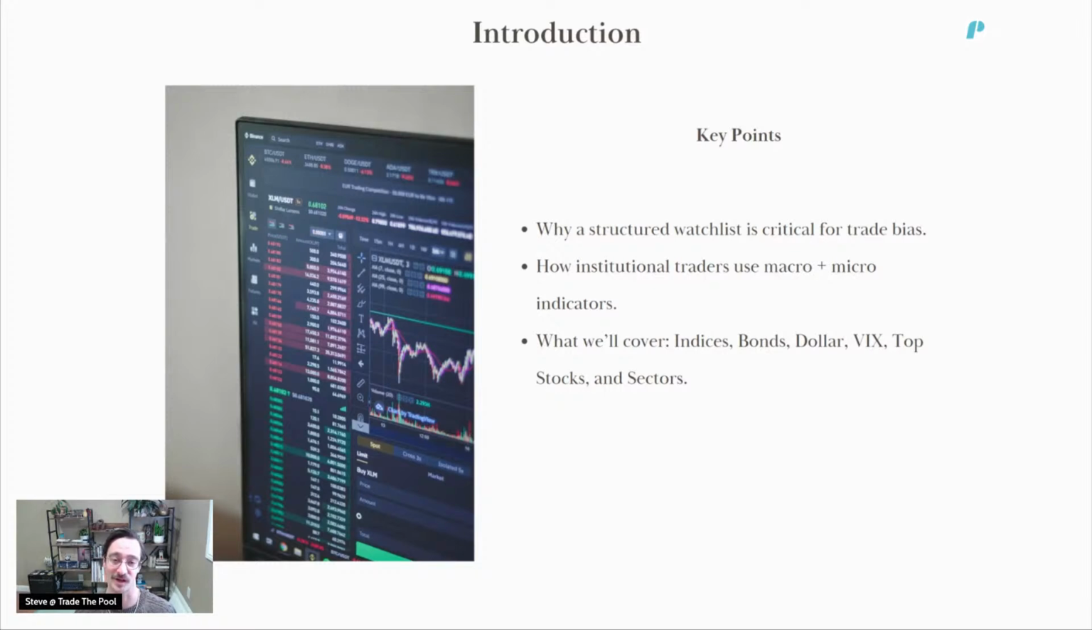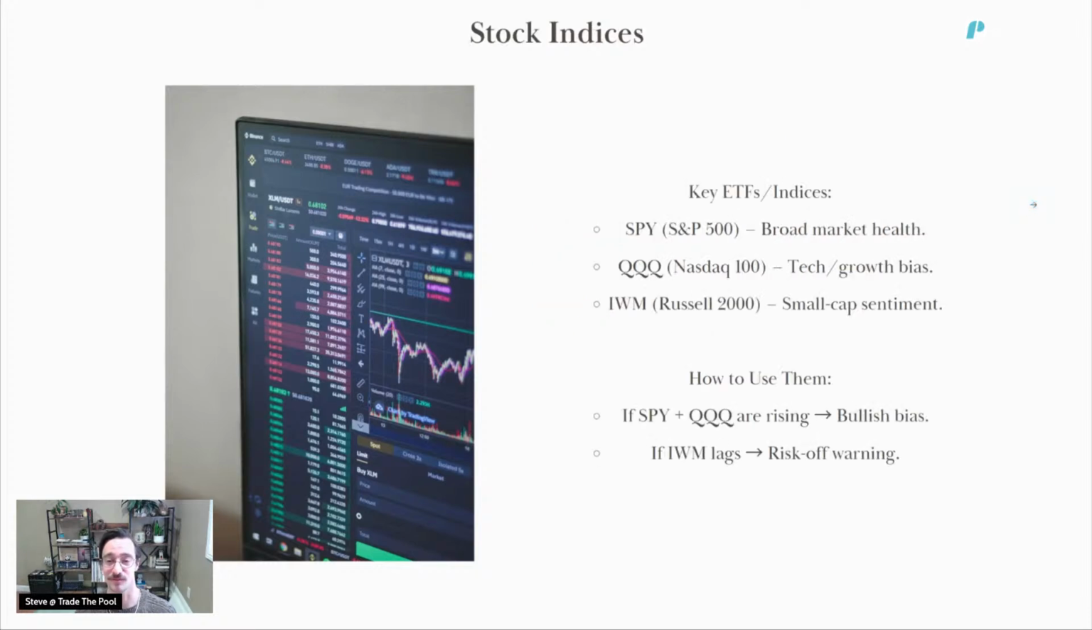That's more of a micro indicator, I'd suppose. We'll be covering, like I mentioned, indices, bonds, dollar, VIX, the top stocks and sectors. It'll be good stuff. So the key indices, or indexes as some would say, are obviously SPY. That's the top 500 companies essentially, and you monitor that for the broad market health. If SPY's not doing well, most stocks aren't doing well. And it's kind of that simple.